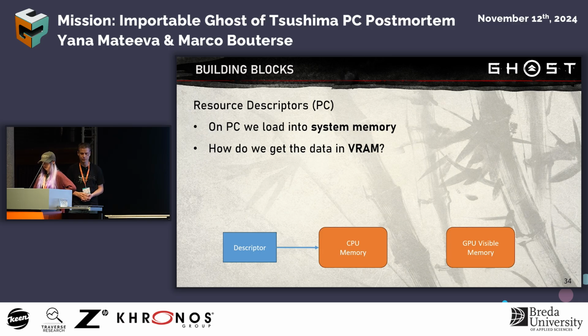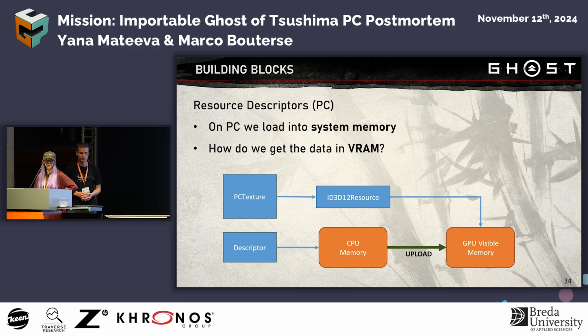We set up something like this. Of course, we create our D3D12 resource. It points to our GPU memory. Then we schedule an upload from the CPU. We have a little wrapper around the D3D12 resource, plus some additional DirectX 12 goodies that we need, like resource state tracking. And as soon as all of that is done, we can patch our descriptor to point to our PC texture instead, because we don't need the CPU memory anymore.